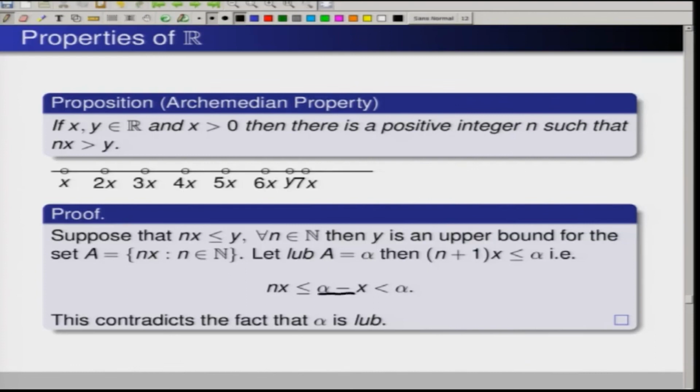Now, alpha minus x is less than alpha, and this is true for all n, therefore alpha minus x is an upper bound of A, but alpha is the least upper bound. How can we get an upper bound which is less than alpha? So, that is a contradiction. Therefore, our assumption that nx is less than or equal to y is wrong. Therefore, there will exist at least one n for which nx has to be bigger than y.